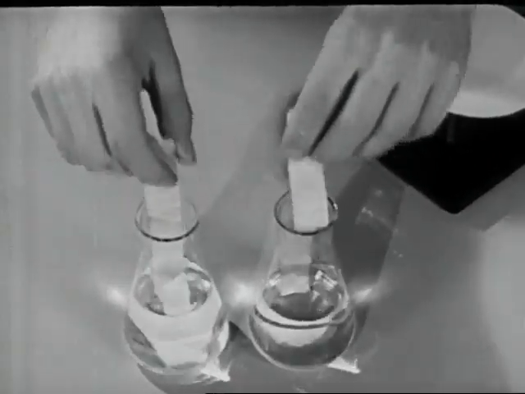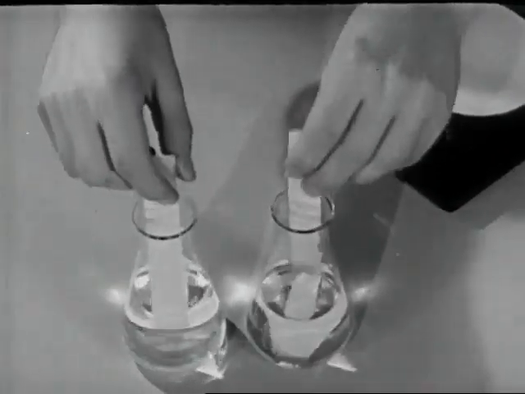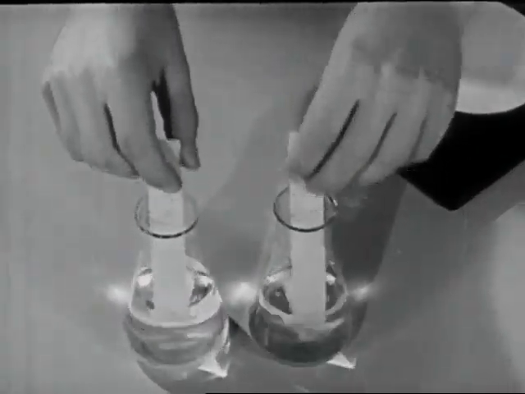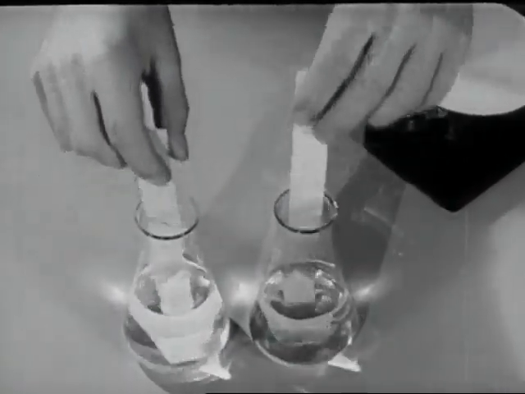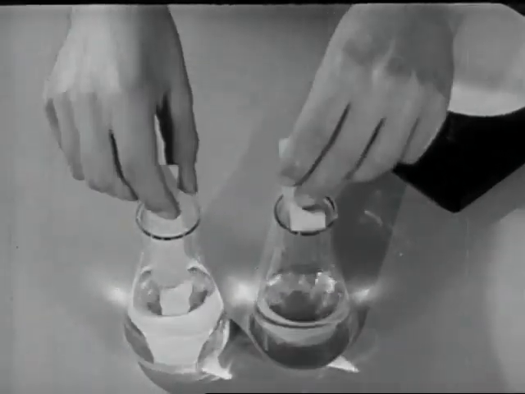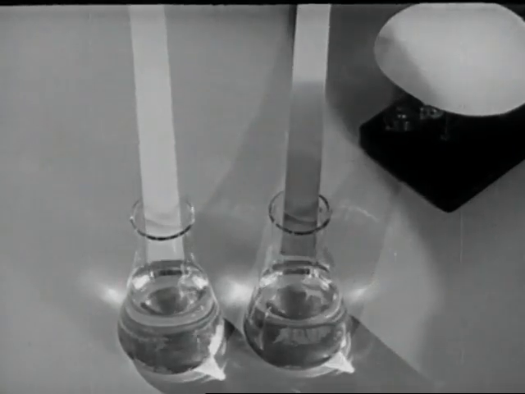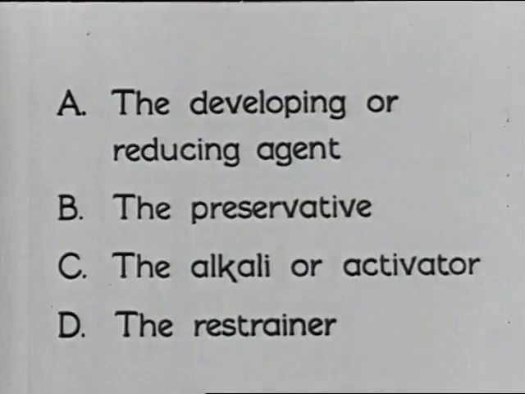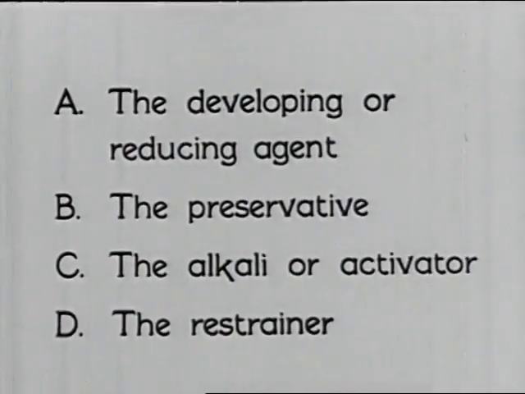Both flasks contain complete developing solutions. An excessive amount of potassium bromide has been added to the one on the left. Now we see that the solution with the excess bromide does not develop at all. These, then, are the ingredients of a developer.